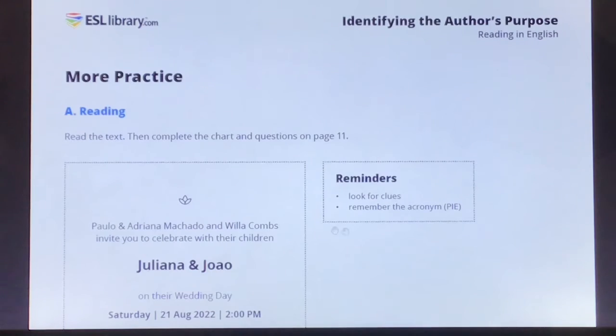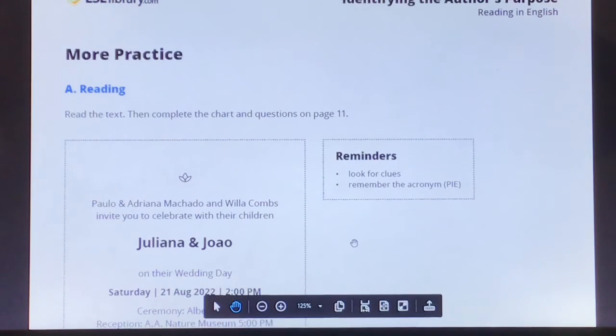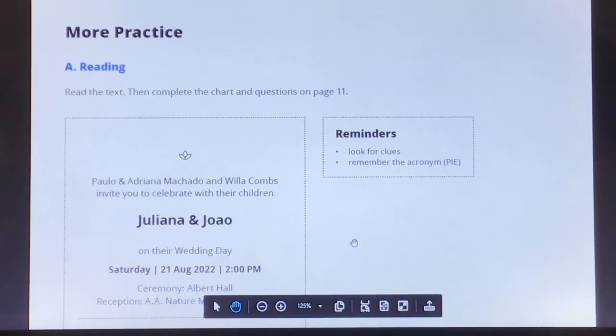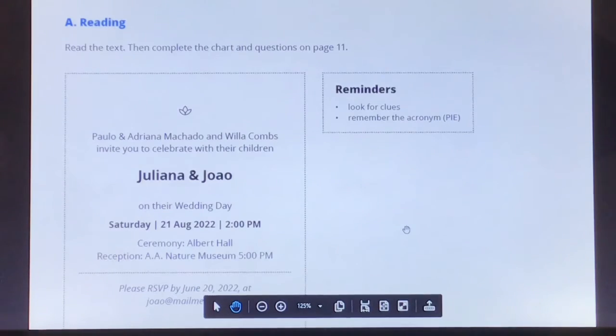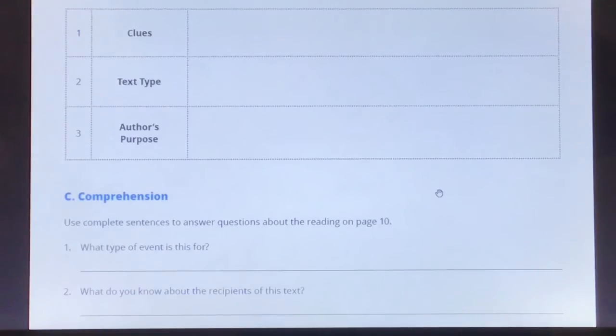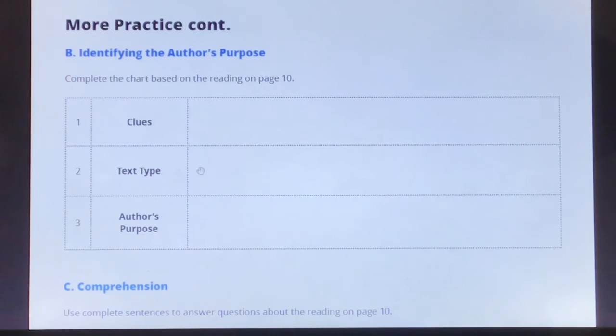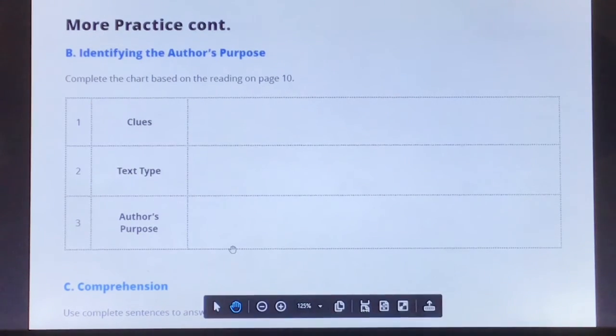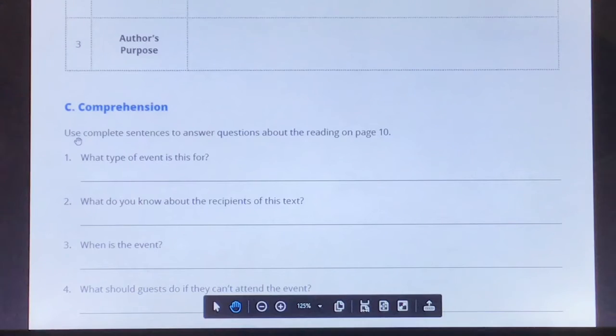And here we have some more practice. So it's more examples of figuring out why the author wrote something. So I'll let you guys read through this one on your own, and then you're going to go to page 11 to answer the questions. Okay, so the question is, what are the clues? What type of text is it? And what was the author's purpose? Why did they write it? And then here's some questions about it.